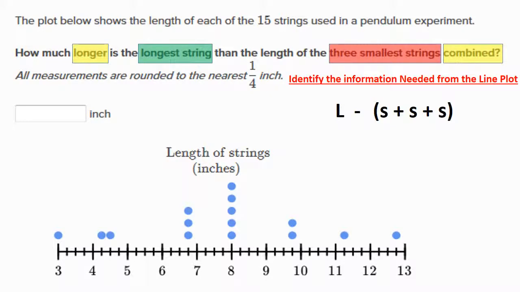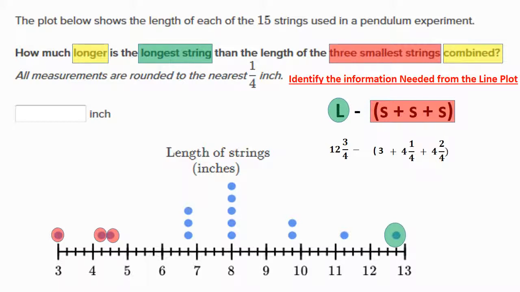Now let's identify the information needed from the line plot. Start off by looking at the longest string, and once again we can see that the plot is length in inches, so all the way to the right we have this one, which is 12 3/4, so that would be our longest string. Now we need to identify the three smaller strings. First one, all the way to the left, the smallest, is 3. The next smallest is 4 1/4, and the third one is 4 2/4.